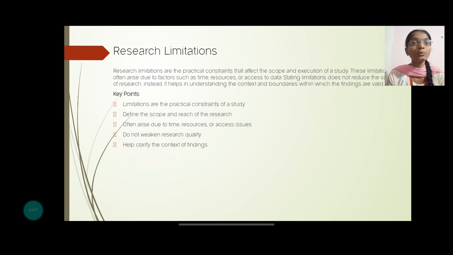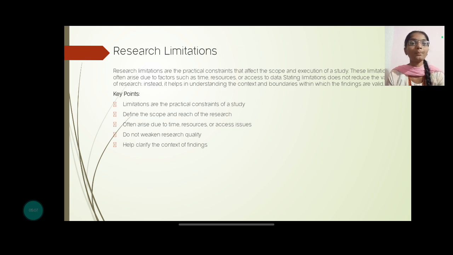Research limitations. Research limitations are practical constraints that may affect the scope and execution of a study. They help in understanding the conditions and boundaries within which the findings are valid. They arise due to factors such as time, resources, or access to data. Limitations do not reduce the research quality. Key points: they clarify the context of the findings, do not weaken research quality, and define the scope and reach of the research.